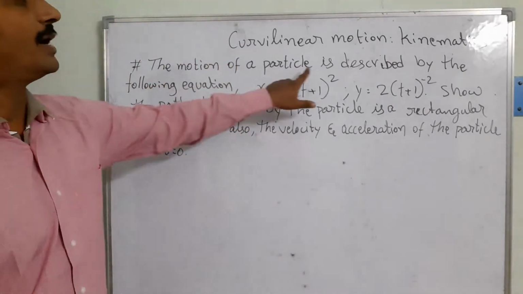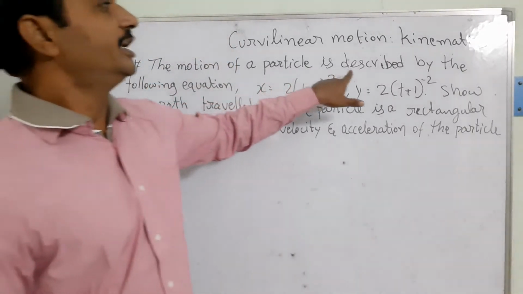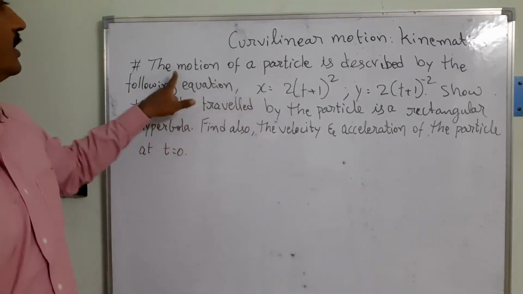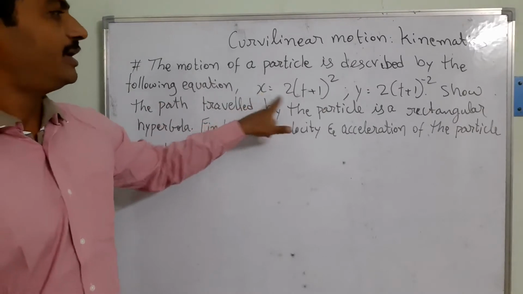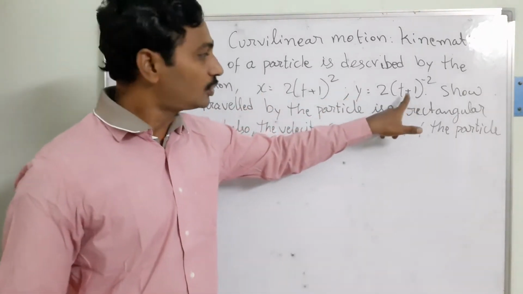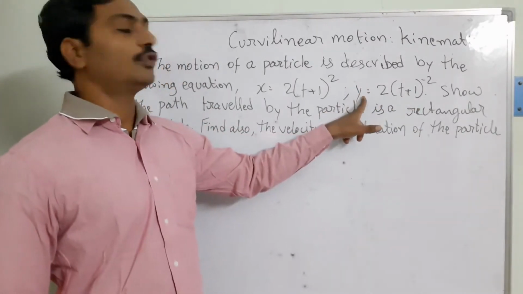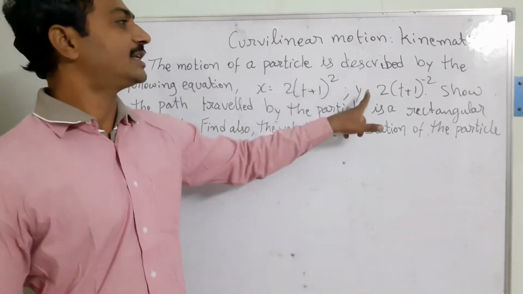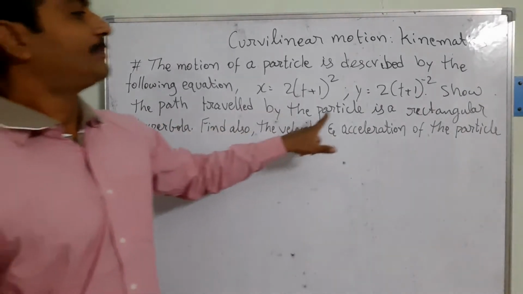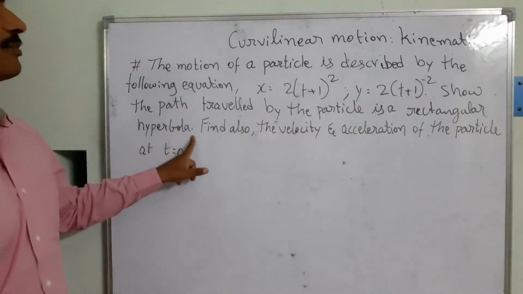The motion of a particle is described by the following equation. Can you see? The motion of a particle is described in the x-axis as well as the y-axis, and at the same time it also depends on the time. The x as well as the y show the path traveled by the particle is a rectangular hyperbola.